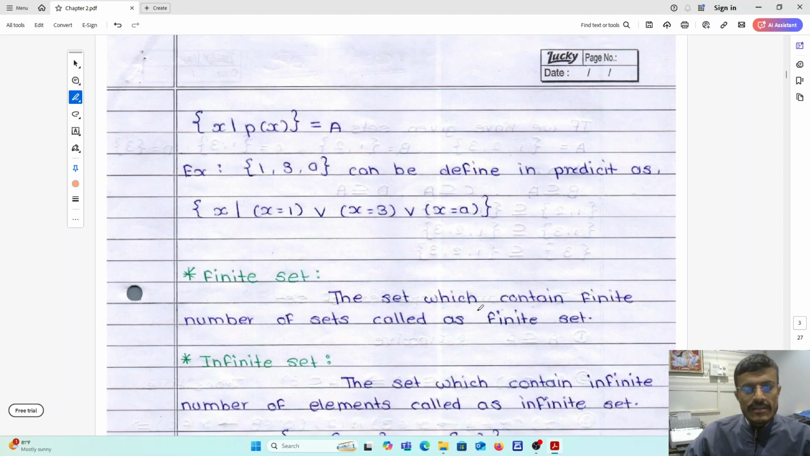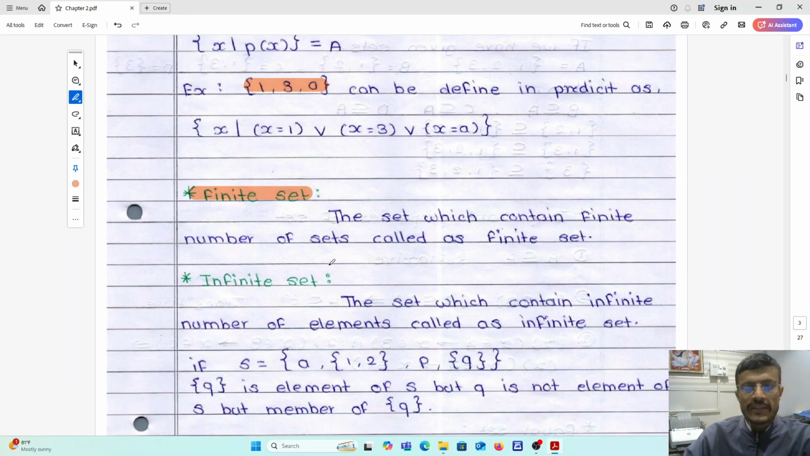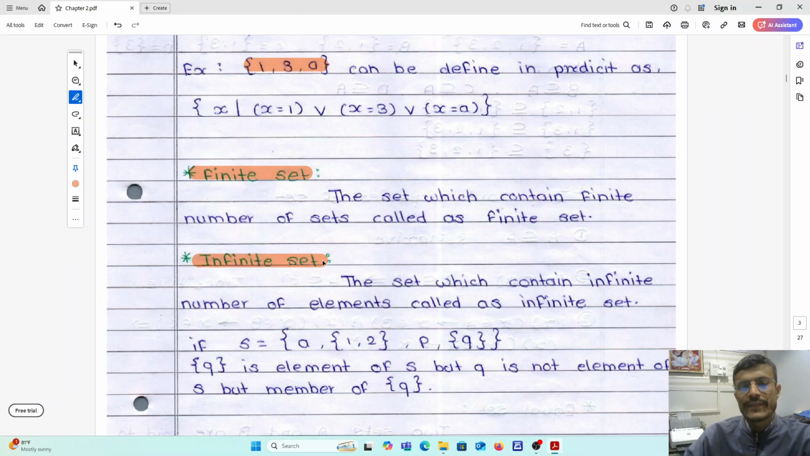Then some types of sets. The first one is the finite set. The set containing a finite number of elements or objects is called a finite set. So the earlier examples we have taken, A is equal to 1, 3, a, is an example of a finite set. Then infinite set, the collection of natural numbers. Whenever the number of elements or objects in the given set is infinite, it is called an infinite set.